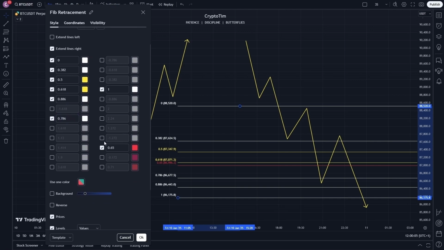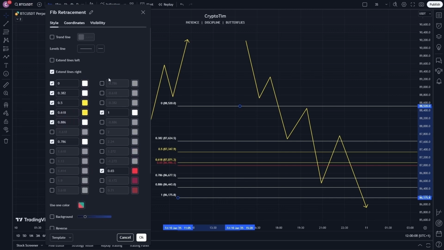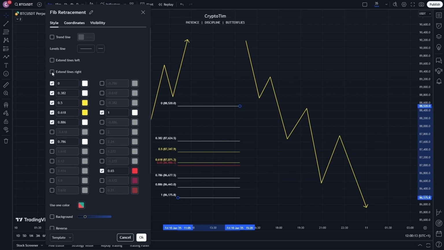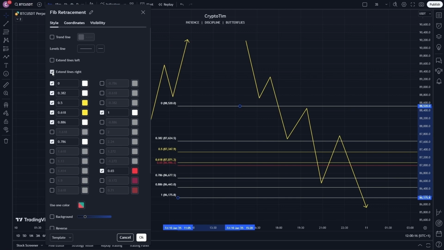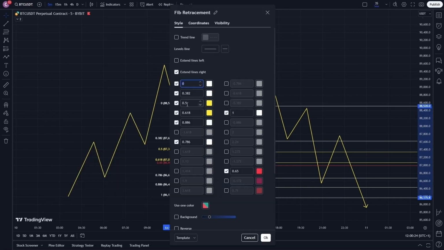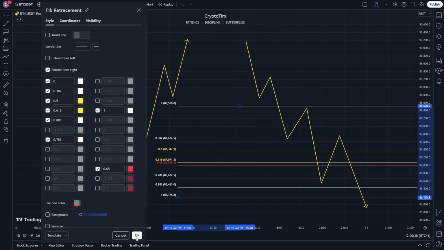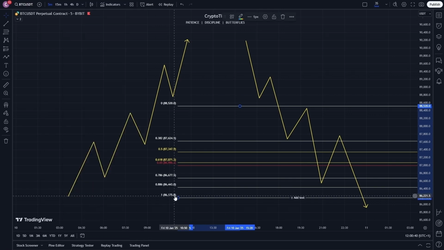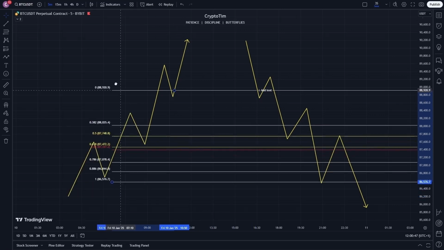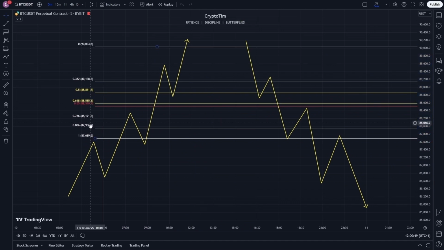So once you have set up your Fibonacci retracement levels correctly and in a style that you like, you can opt to extend the lines to the right, which I personally use because I like to have them extended so I can see my levels clearly on the chart. If you don't like it, just uncheck it and it will stop at the level you want or draw. I have mine extended to the right, so we click on OK. Once you're happy with your setup, it should be looking something like this, or however you have set it up.